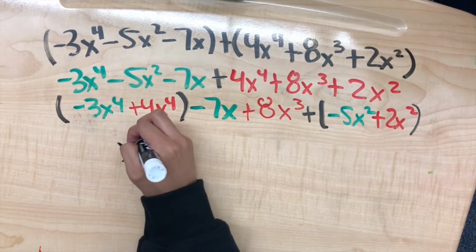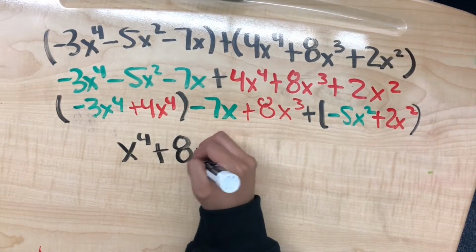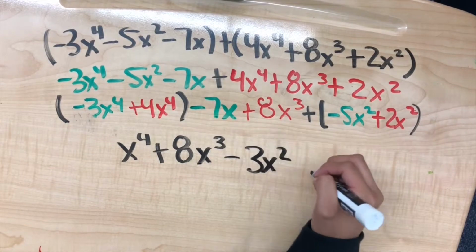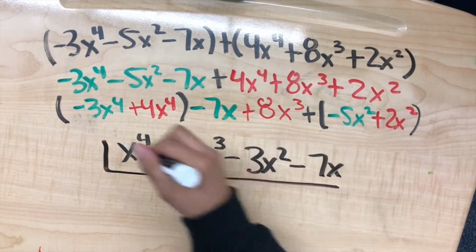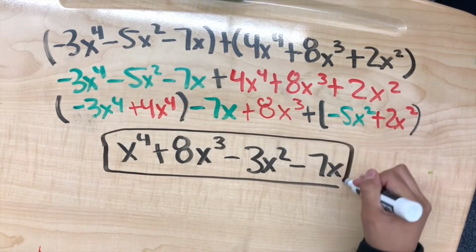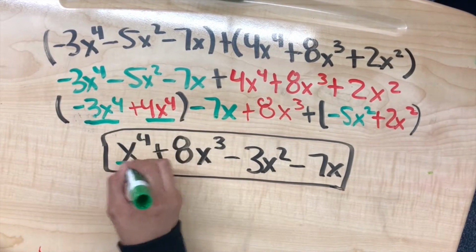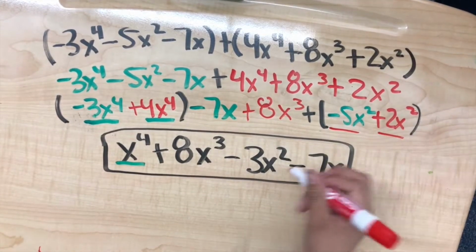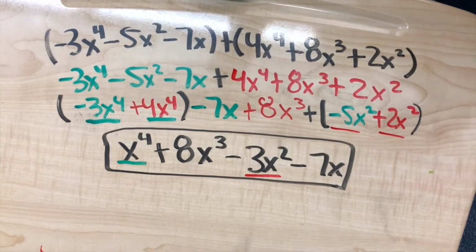So then our final answer would be x to the power of 4 plus 8x to the power of 3 minus 3x to the power of 2 minus 7x. We got the x to the power of 4 by adding negative 3x to the power of 4 plus 4x to the power of 4. And then we got the negative 3x squared by adding negative 5x squared plus 2x squared.